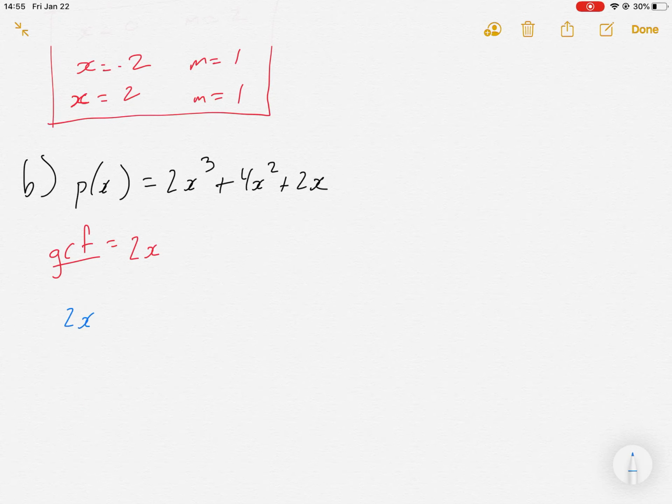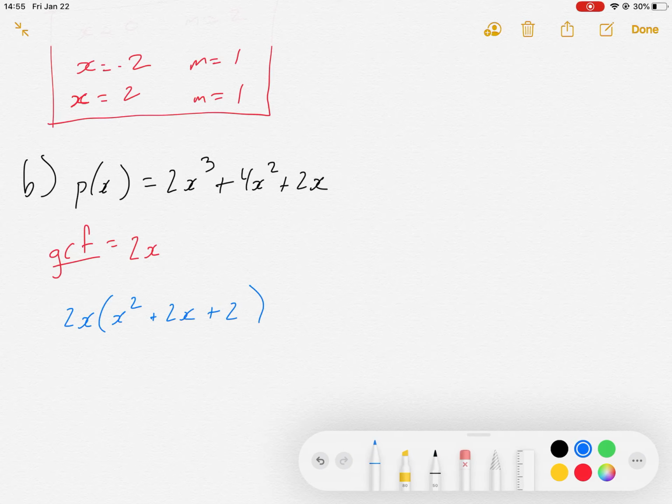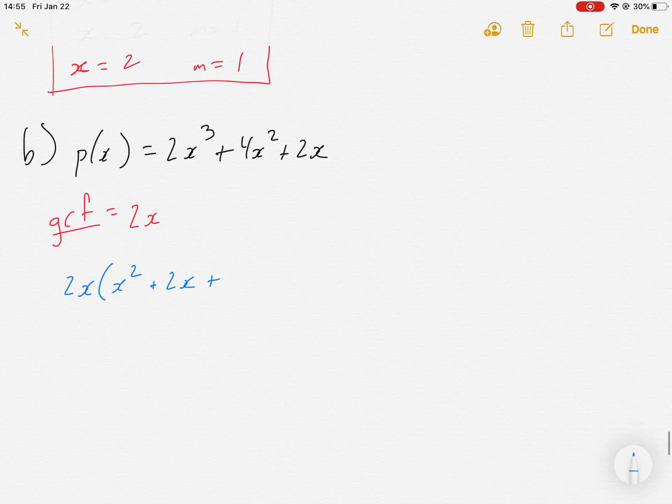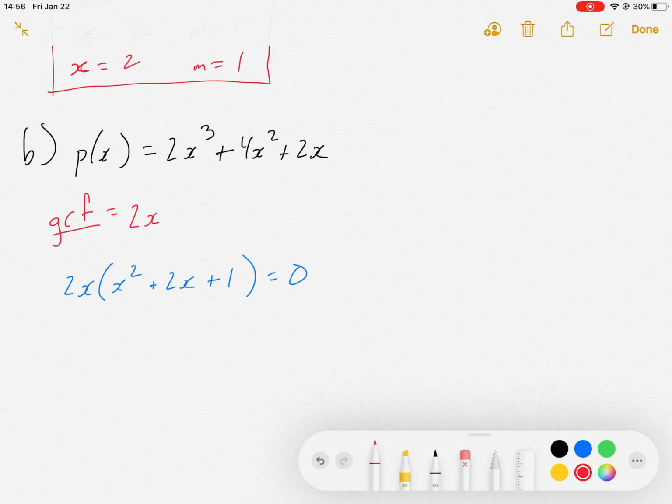So let's rewrite p of x. We can write it as 2x times, now I'm left with an x squared, a 2x for this one, and then a 1. You could always double check by distributing the GCF back in and make sure you get it. So 2x times x squared would give me x cubed, etc. And so we would set this equal to 0.